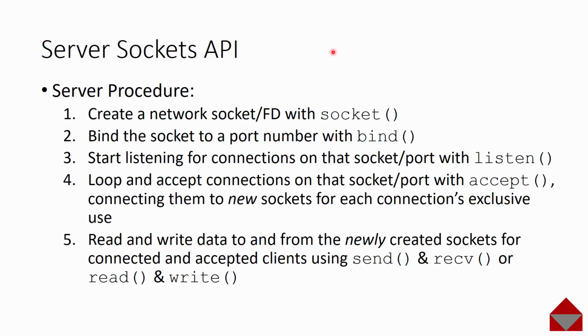In order to actually process those, in order to actually get data from them, you have to call accept. So you put this in a loop and you call accept repeatedly over time, which is going to connect these incoming connections to new sockets, which are new file descriptors, for each connection's exclusive use. We're going to read and write data then to and from this newly created socket. And we can do the classic send and receive, or even read and write if we want.